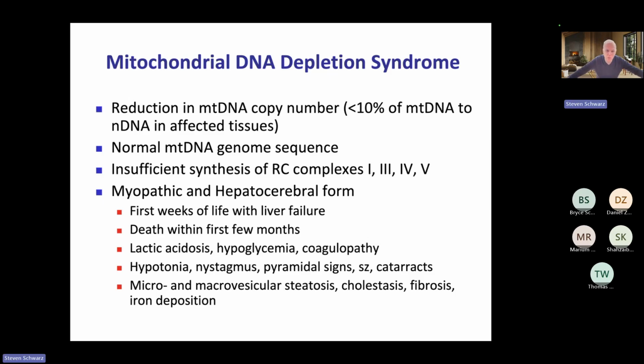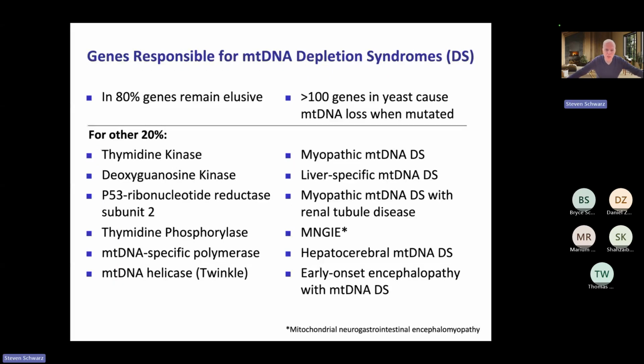The genes responsible for the mitochondrial depletion syndrome, 80% we don't know. When studied in experimental yeast samples, there are more than 100 different genes in the yeast that can cause mitochondrial DNA loss when mutated. For the 20% that we are able to identify, here are the variety. Remember I told you about DGUOK, that's deoxyguanosine kinase, thymidine kinase, and a variety of other mutations which can lead to the clinical syndromes.